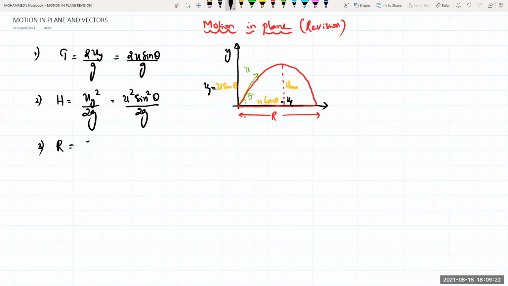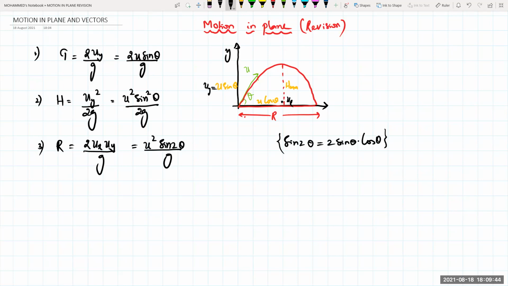Range R is equal to 2 times ux into uy divided by g. Okay? R can also be written as u square into sin 2 theta divided by g. I hope you remember the sin 2 theta formula. Sin 2 theta is nothing but equal to how much? 2 sin theta into cos theta. So that is the relation.